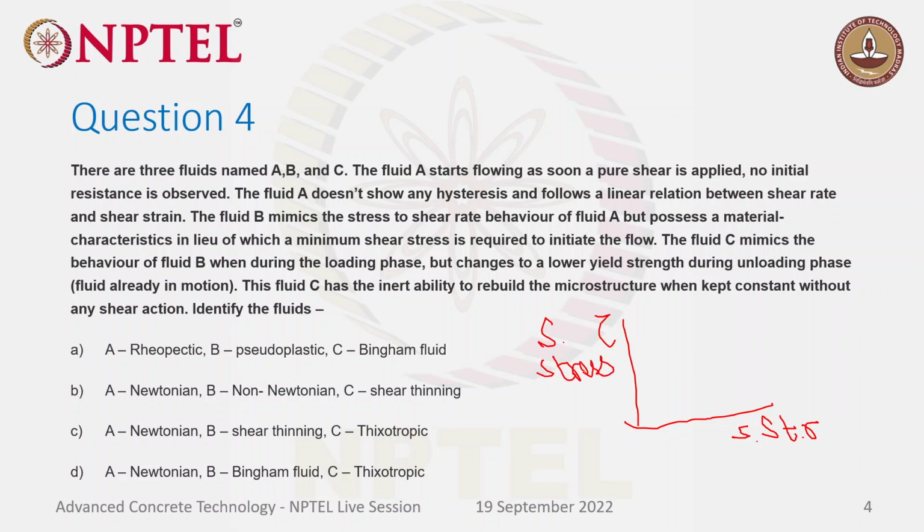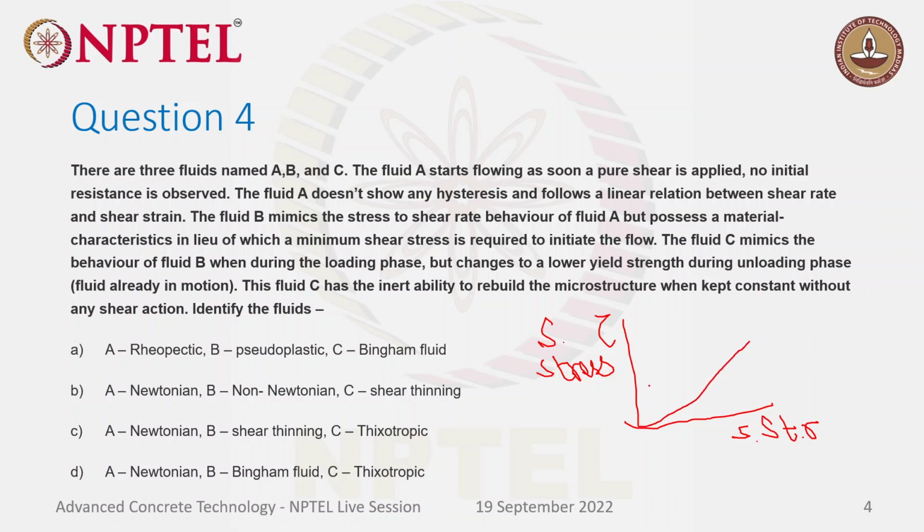Okay, so it's nothing but shear stress, and this is nothing but shear strain rate. Here they are saying fluid A does not show any initial resistance. So we are saying that it does not have any shear stress. So it passes through the origin and it has a linear relationship.